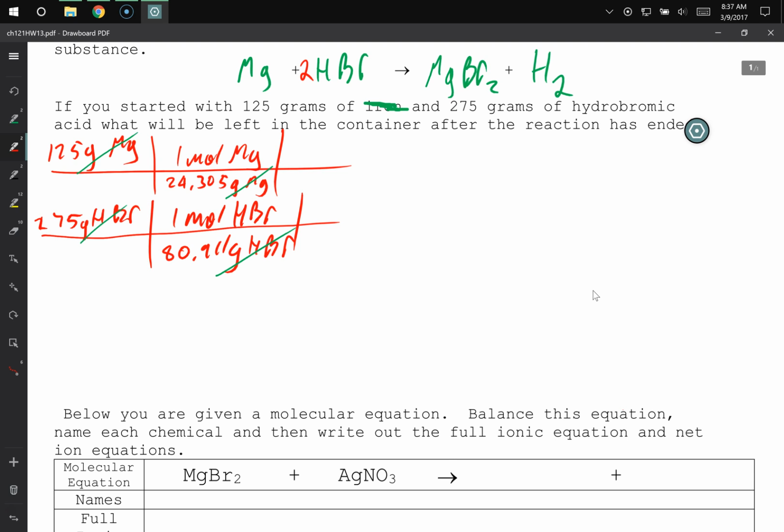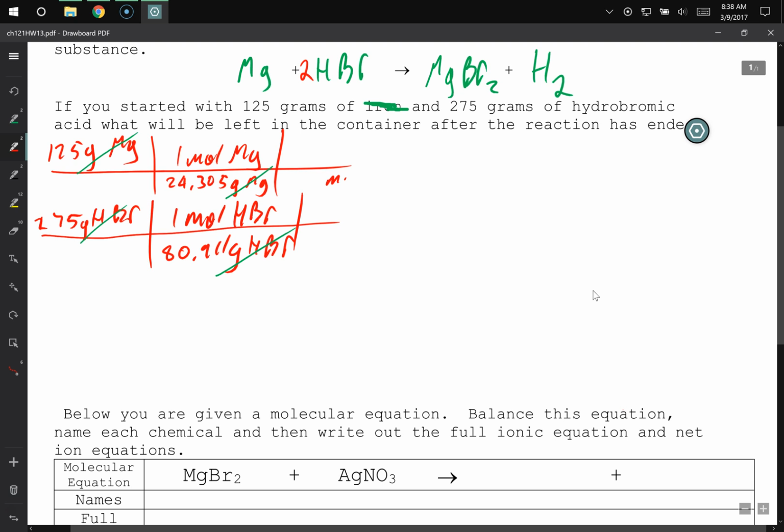I have to know which one runs out first. So to answer that question, I have to take both of these first 2 railroad tracks to the same product. So it doesn't matter which one. I'm just going to pick the hydrogen. So then it's moles of magnesium here, just like it's moles of hydrobromic acid here. And then I'm going to go to the hydrogen. So moles of hydrogen and moles of hydrogen.